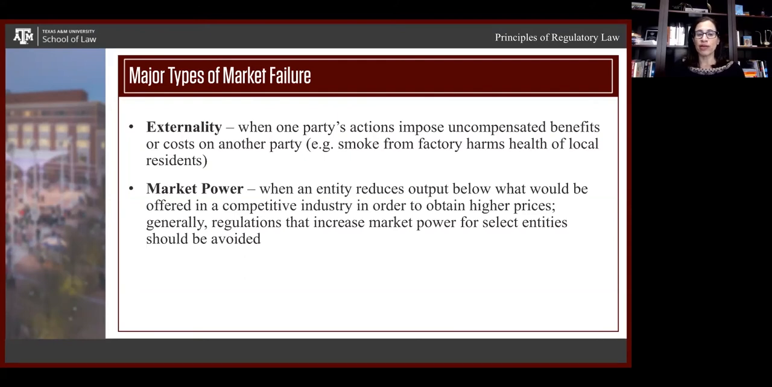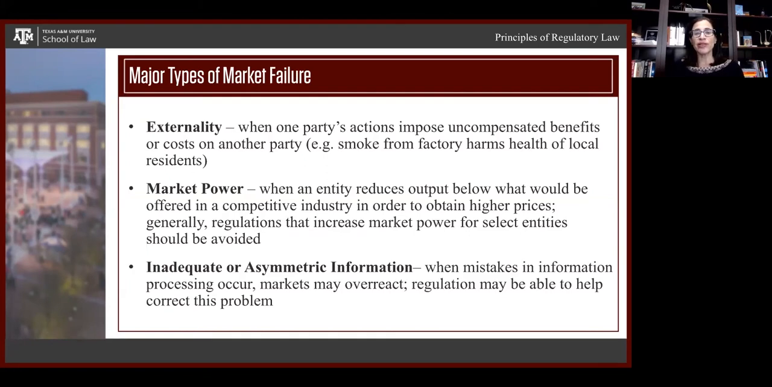Second is market power, which is when an entity reduces the output below what would be offered in a competitive industry in order to obtain higher prices. And generally, regulations that increase market power for certain entities are avoided or should be avoided. And third, inadequate or asymmetric information is a type of market failure. And that's when mistakes in information processing occur and markets may overreact. So regulations may be able to help correct that problem.